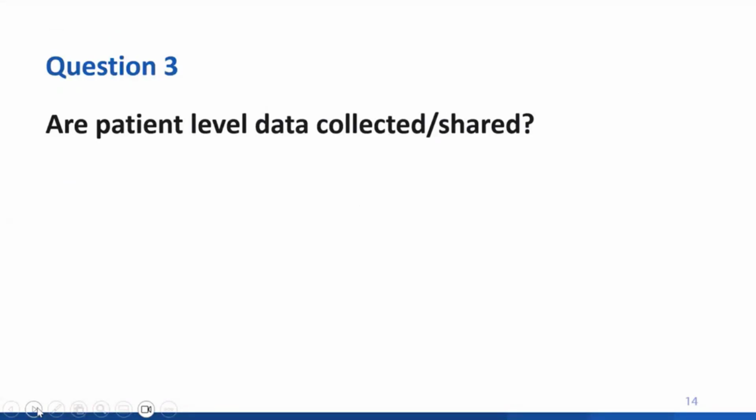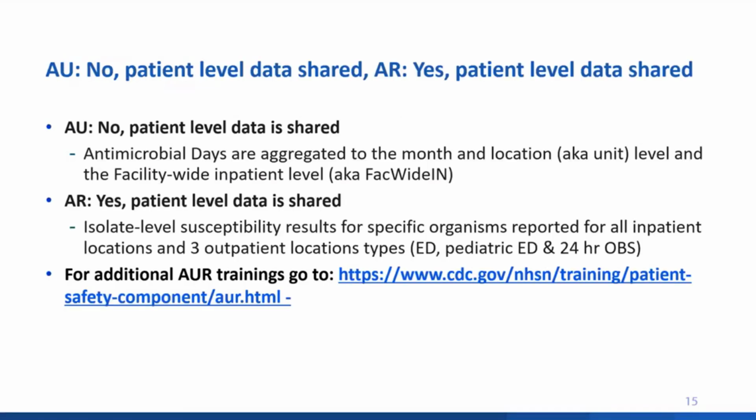Are patient level data collected and or shared? Next slide, please. The answer to that is yes and no. With AU, no patient level data is shared, and with AR, yes, patient level data is shared. So with AU, no patient level data is shared with NHSN. Antimicrobial days are aggregated to the month and location, aka the unit level, and the facility-wide inpatient level, aka FWA. So we do not get any patient level data collected.